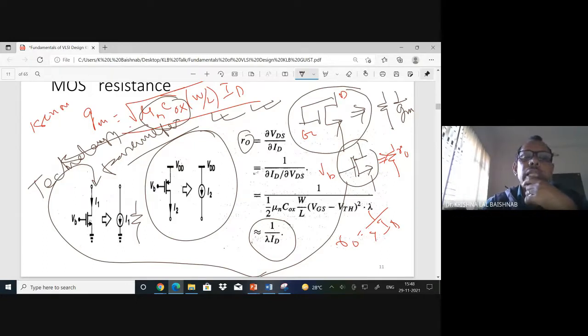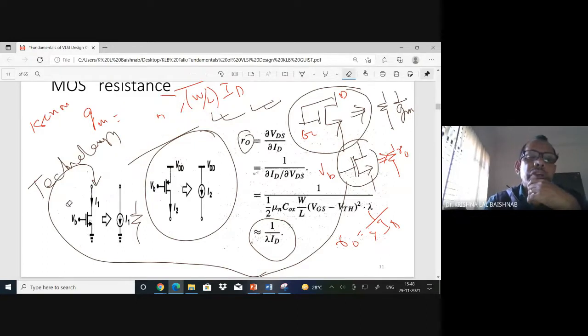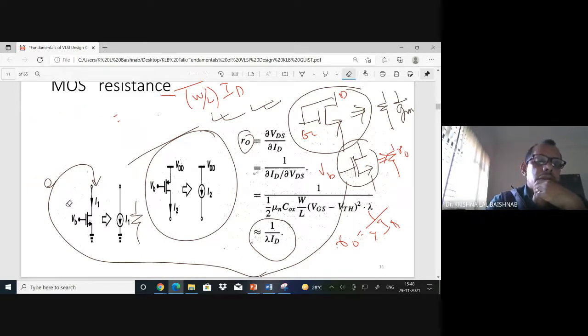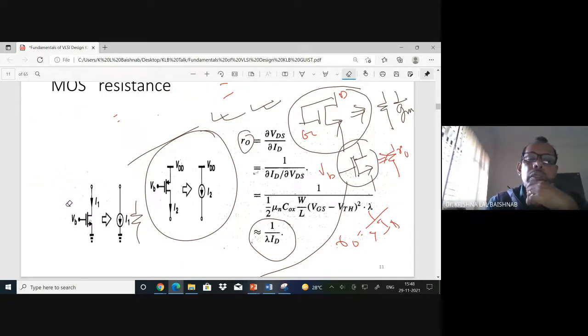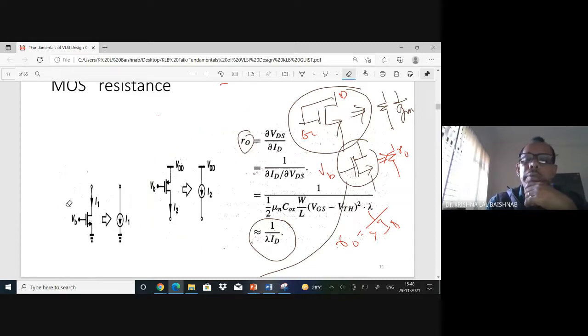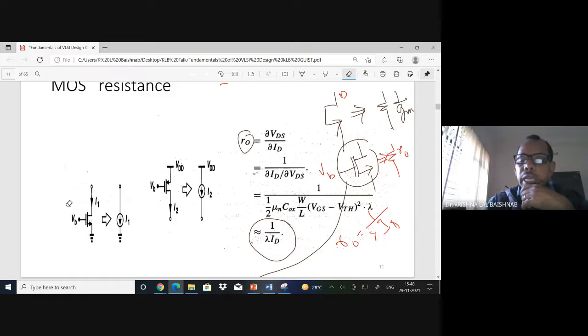Even I can change another way. I can change in PMOS if I do it the other way. For NMOS, you see, if I do PMOS, I'm just covering basic parts, okay?